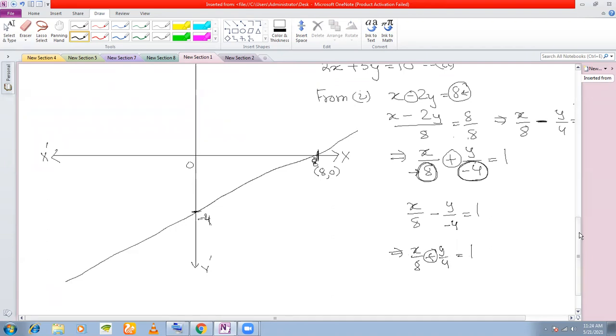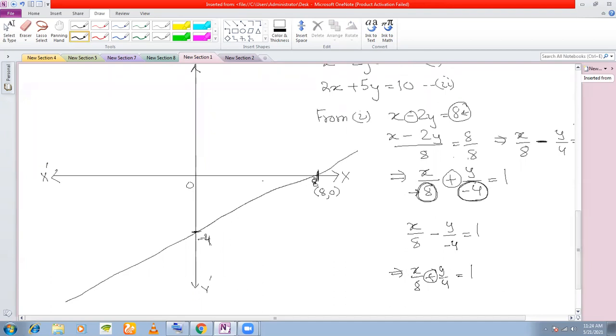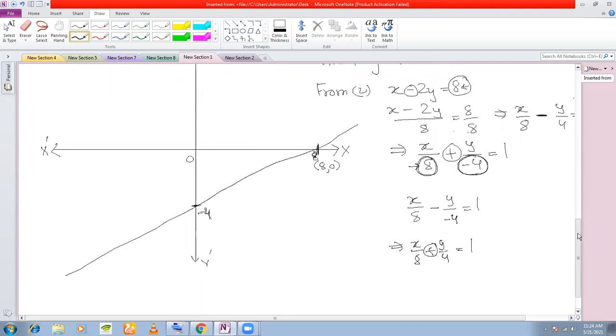So if you want to draw this kind of a line, then how will you draw? You have 8 here, so this point will be (8, 0). And 4, you take on the positive side of the y-axis. So this is your 4, or coordinate is (0, 4), right? And now you join this. Is that clear?